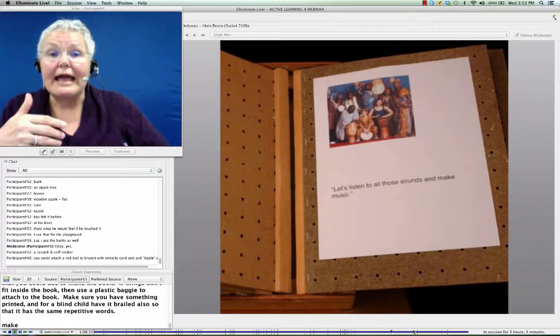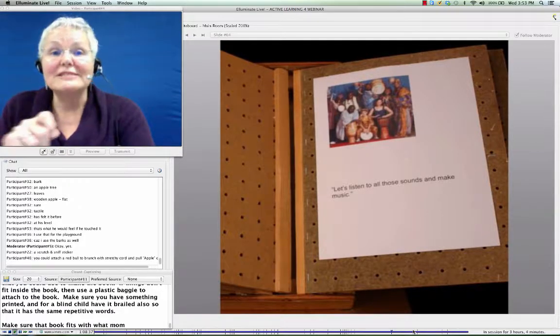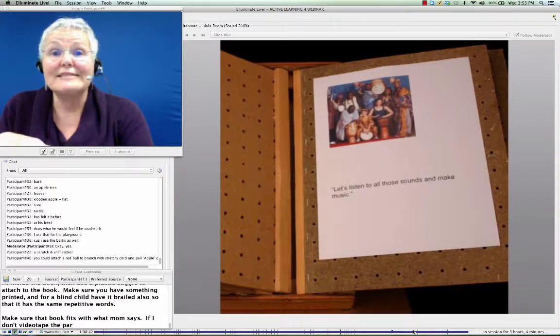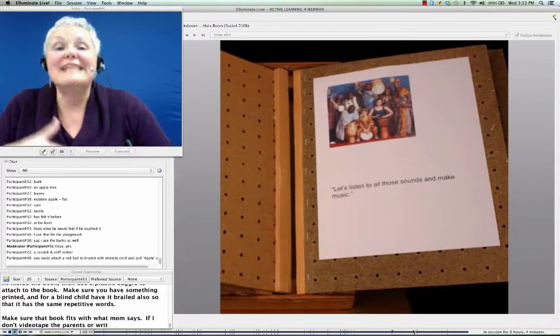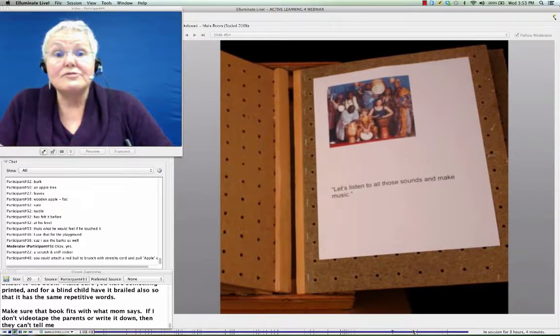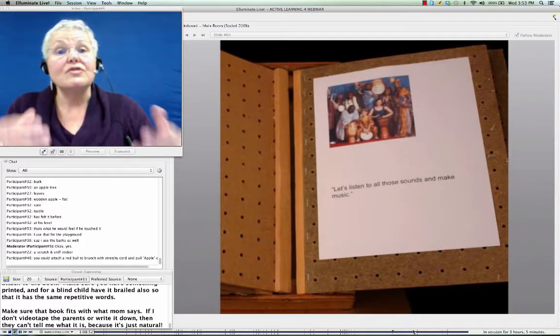And what I've often found is if I don't videotape the parent, or I don't just listen to them do it and quick write it, they can't tell me what they say all the time. It's just natural for them. Same thing as it is natural for us when we're in the classroom and we've developed something. It becomes natural. So those are things that you want to think about.